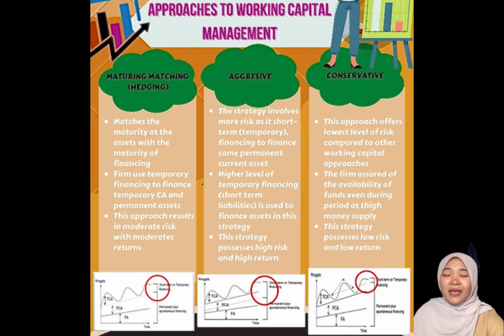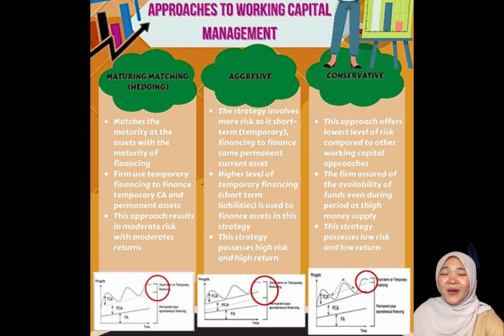So second is the aggressive approach. This strategy involves more risk as it does not match the maturity of assets and liabilities. It prefers to use short-term financing rather than long-term financing to require high return, which is high risk. Only use long-term financing for all fixed assets and a small portion of permanent current assets.